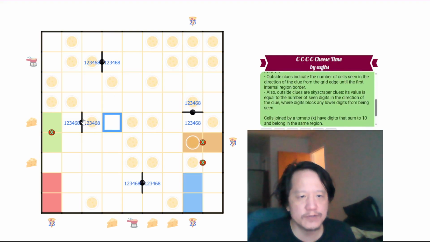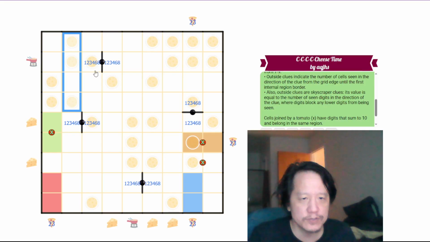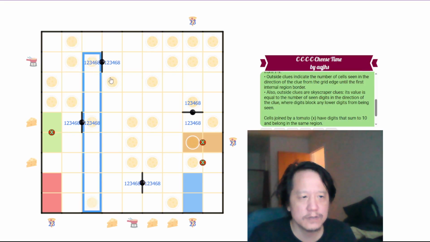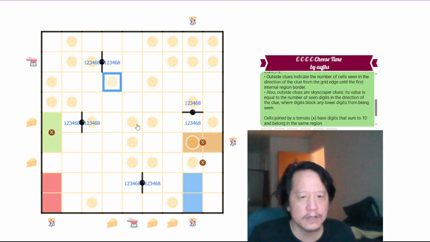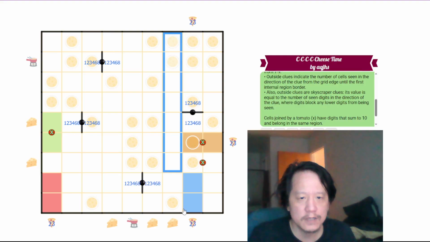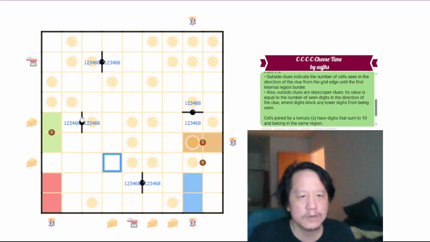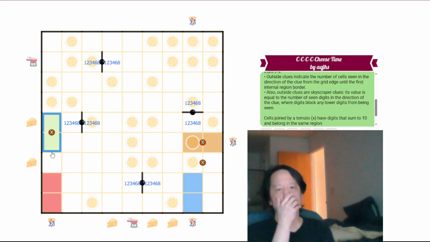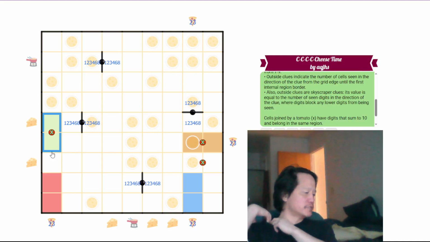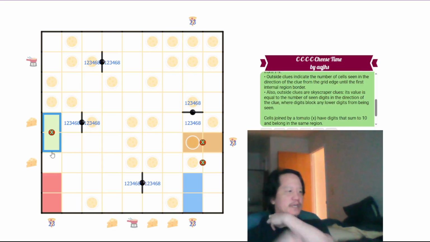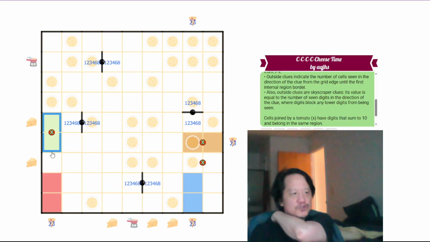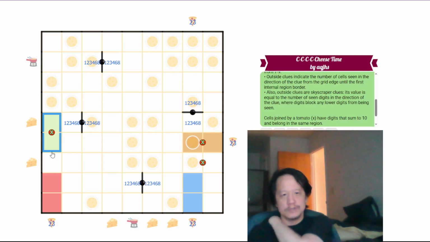So we have 27 circles. Let's count this way. 2, 5, 8, 9, 12, 16, 19, 24, and then 27 again. Okay. That means the remaining digits must add up to 45 minus 27, which is 18. There's at least 3 digits that are not in circles.